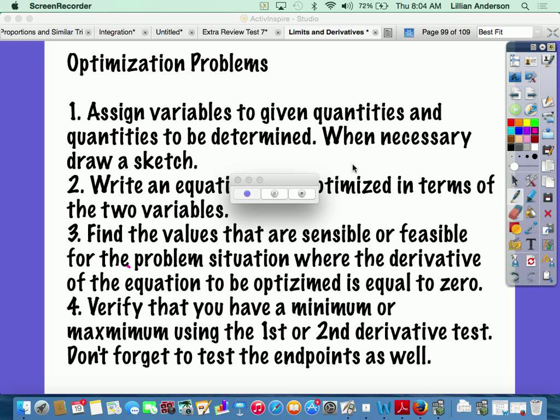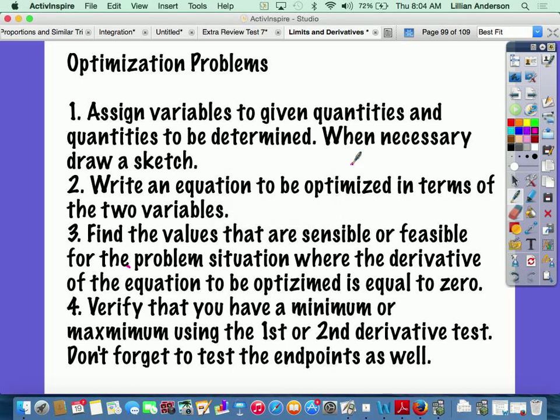For optimization problems, here are a few things that you should keep in mind when you're solving these. You have to assign variables to given quantities and the quantities to be determined. When necessary, it might be helpful to draw a sketch. The second step, you want to write an equation to be optimized in terms of the two variables.